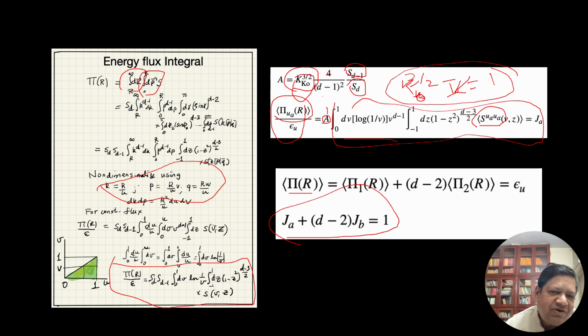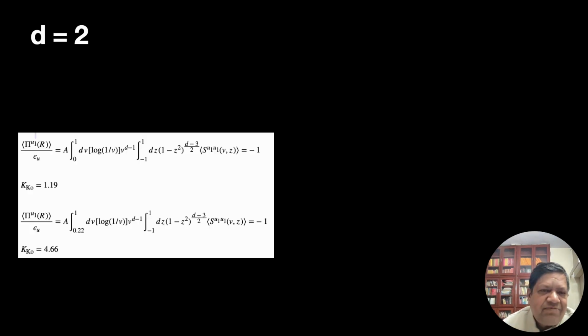By the way, I forgot to say that this integral is convergent. This integral is a finite number. So there is no ultraviolet or infrared divergence which plagues some field theory calculations. This is finite. And we can solve it, and we can get the Kolmogorov constant. For d equal to 2, there is only one component, u1, so we don't need to compute u2, and this left hand side is 1.